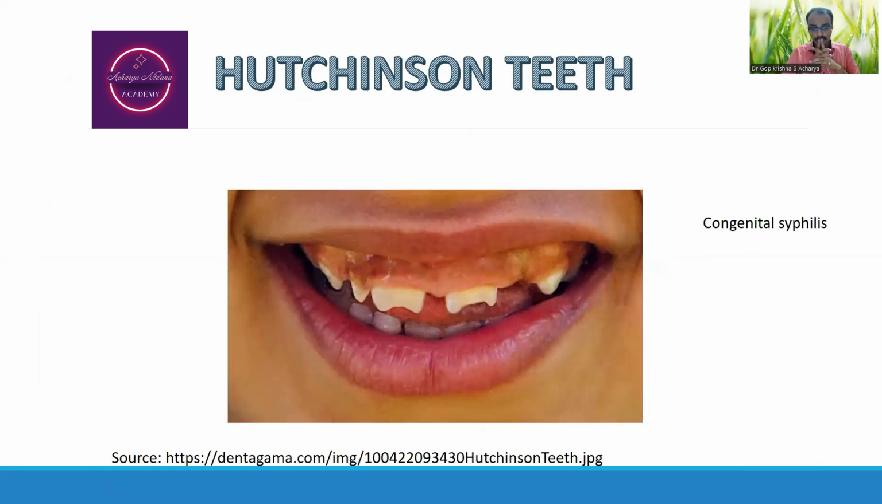This is considered to be the upper teeth, the 2 incisor teeth having a gap between the 2 teeth. This is considered as Hutchinson's teeth, and it is considered to be a sign of congenital syphilis. Syphilis is a sexually transmitted disease. When this is transmitted placentally, this may be one of the signs that can be seen.